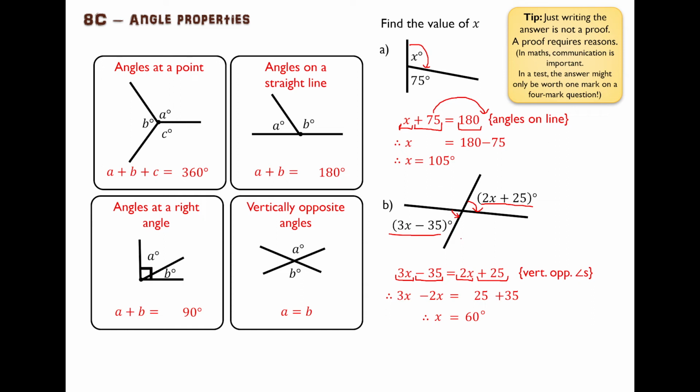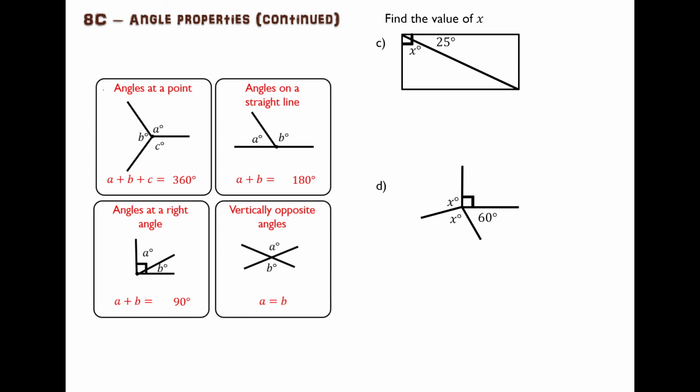Okay, let's try on more angle properties. So these are the same angle properties, but some more questions. Find the value of x. Which of these 4 situations do you think I have? I have 2 angles that add to make a right angle. So x plus 25 equals 90. The reason that I can give is angles in a right angle or at a right angle.